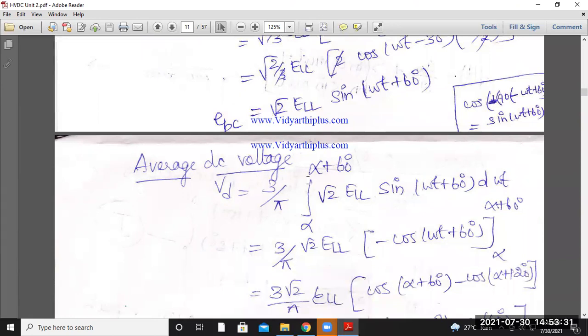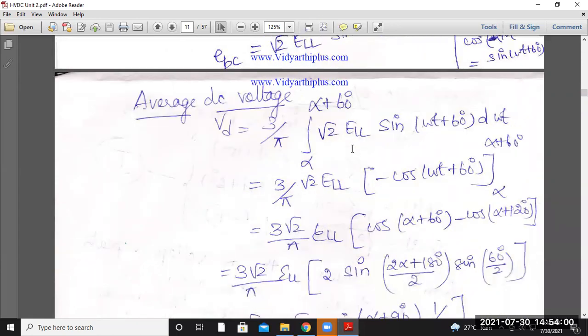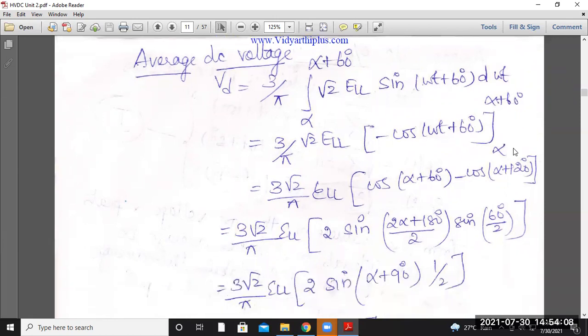So the average DC voltage for the range of alpha to alpha plus 60 degree, that means the delay angle is 60 degrees. So the average DC voltage VD is represented as 3 upon pi, over the range of the firing angle alpha to alpha plus 60 degree. Now put the value of EBC. EBC will have the value root 2 EL sine omega t plus 60 degree d omega t. And just take out the 3 upon pi root 2 EL, the integral of sine omega t plus 60 will give minus cos omega t plus 60 degree, and the range will be alpha to alpha plus 60 degree.